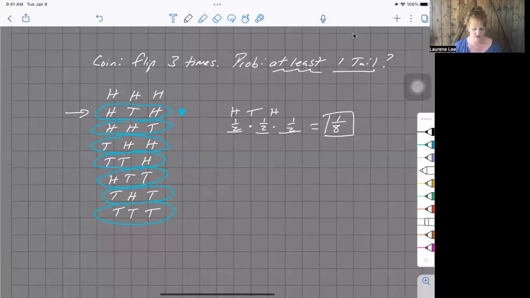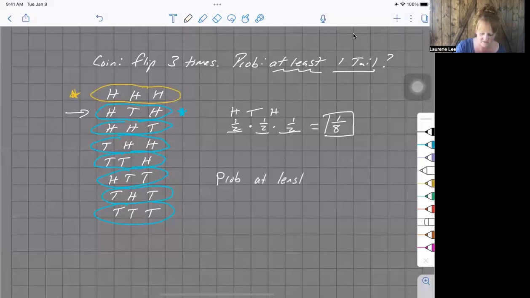Okay. Now what I'd like you to notice about this is that when I say at least one, I end up circling most of the options in the sample space. In fact, there is only one situation that I don't circle, and that is where I don't get any tails. And this is where the complement's helpful. So if I want to know the probability of at least one tail, the complement of that is everything else.